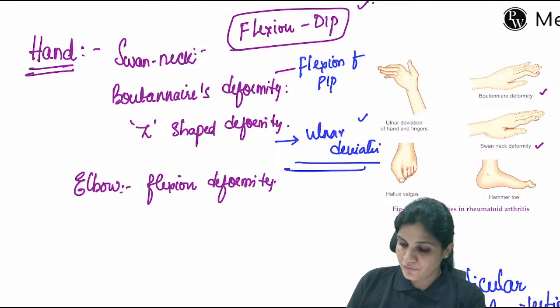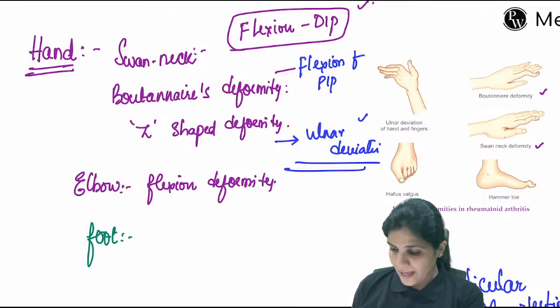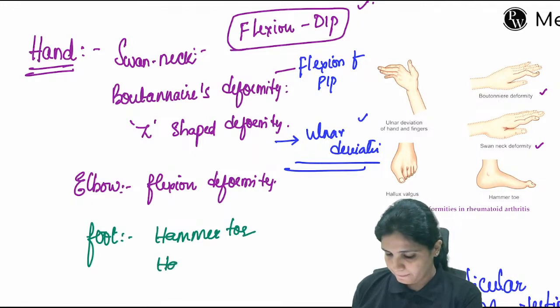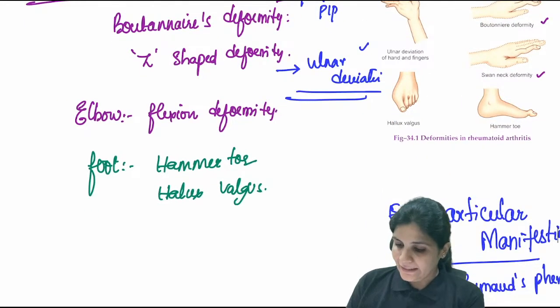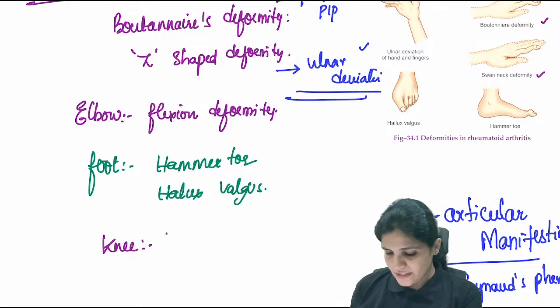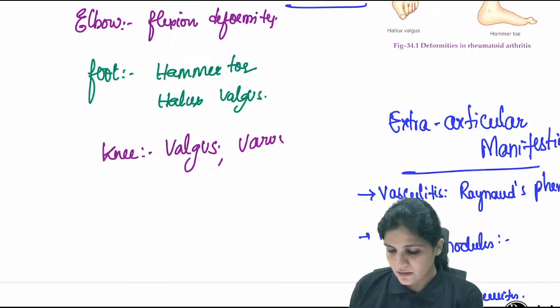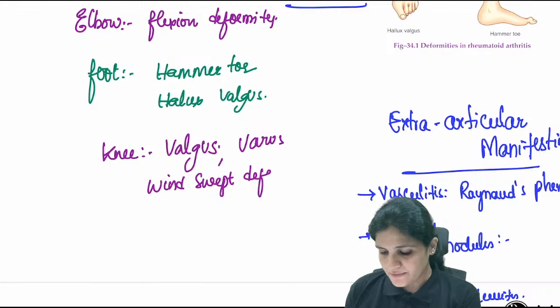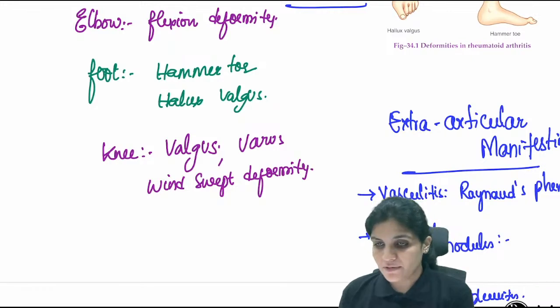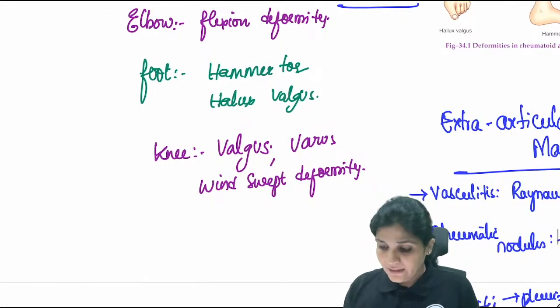And then in case of foot, you see hammer toe, which was given here, hallux valgus and hammer toe, right? And then in knee, you mostly see valgus, varus, or a windswept deformity. Windswept deformity, right? So these are the deformities. These are very, very important when you talk about rheumatoid arthritis.